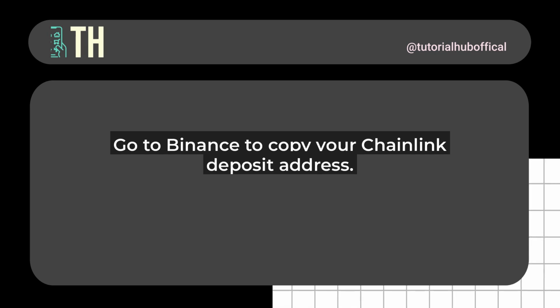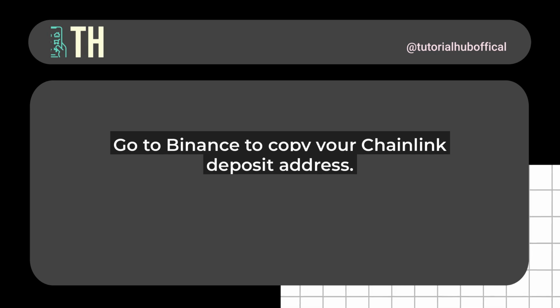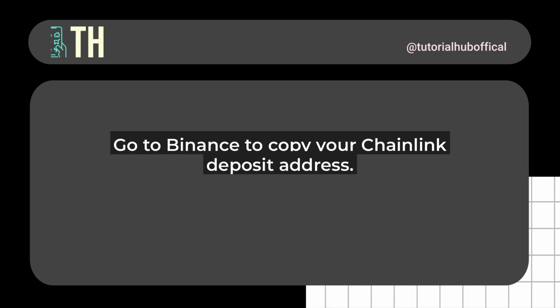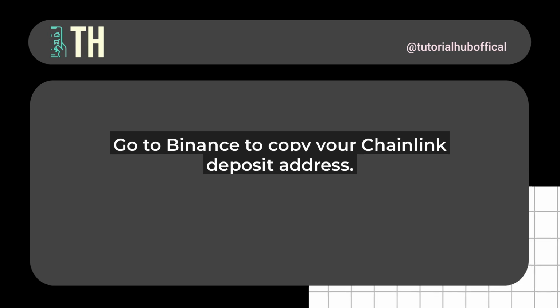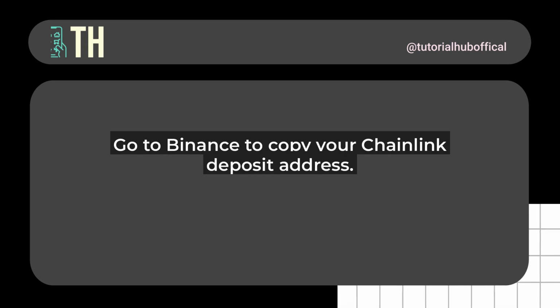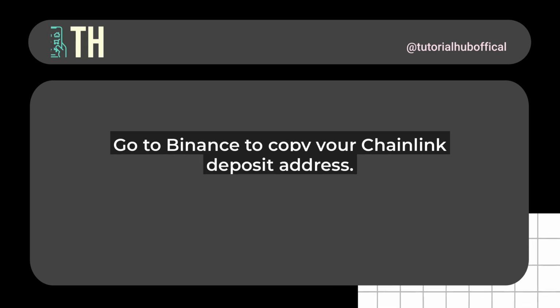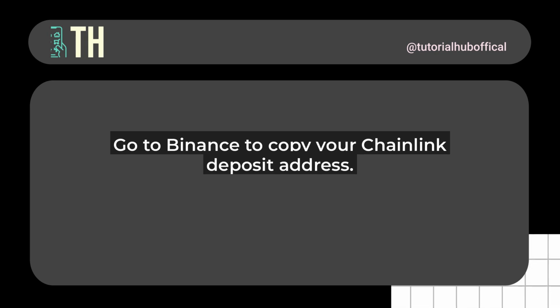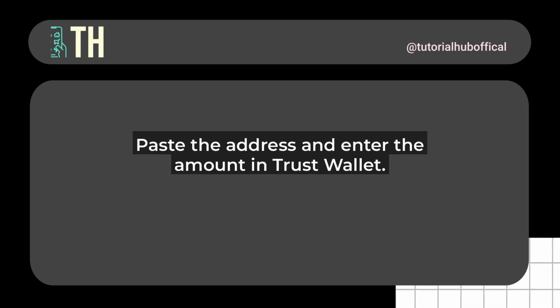Now, switch to Binance. Log into your account, navigate to the Wallet tab, and select Deposit for Chainlink. Choose the correct network, probably Ethereum, since Chainlink runs on it, and copy the deposit address provided. Back in Trust Wallet, paste the Binance deposit address into the recipient field. Triple check it for accuracy to prevent sending to the wrong place.